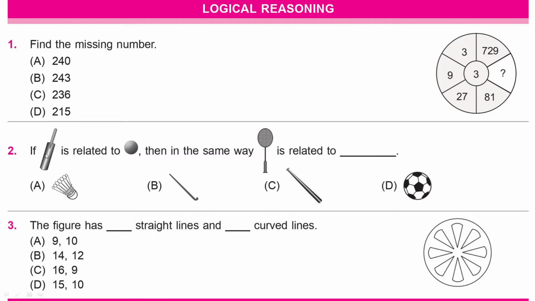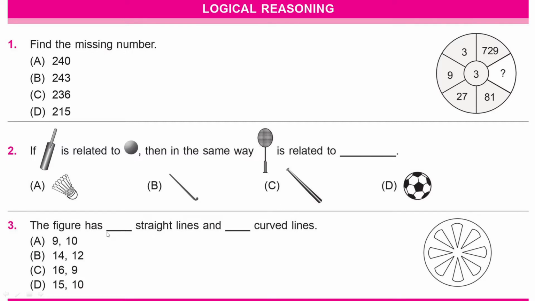If bat is related to ball, then in the same way badminton is related to what? Option A shuttlecock, option B hockey, option C frill and option D football. So the correct option will be shuttlecock, option A. Come to the next one.